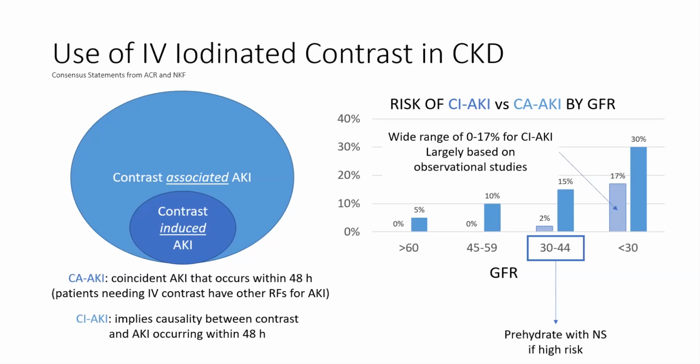And so what they recommended was that for patients with a GFR of 30 to 44, you should prehydrate with normal saline if patients are at high risk. And for patients with a GFR less than 30, you should prehydrate with normal saline, but also discuss the risks and benefits of receiving IV contrast.